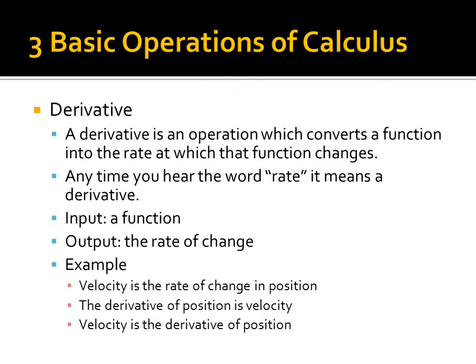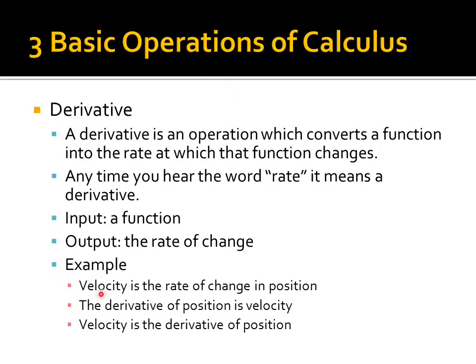So for example, velocity, which is really similar to speed. The only difference between velocity and speed is that velocity has some direction, so it can be negative, it can be two-dimensional, etc. But let's just keep things simple. For now, you can assume that velocity and speed are the same thing. Velocity is the rate of change in position. You can rephrase this to say the derivative of position is velocity.